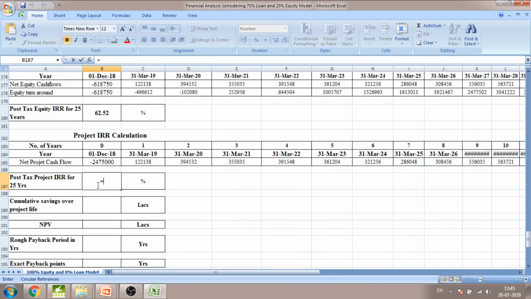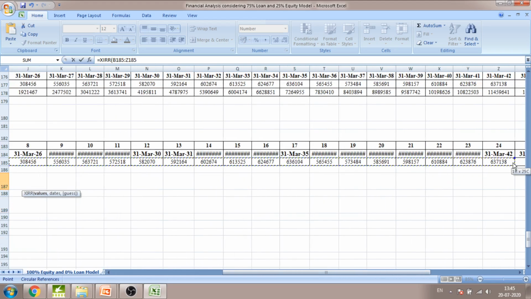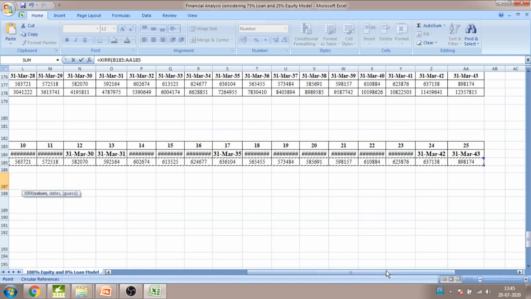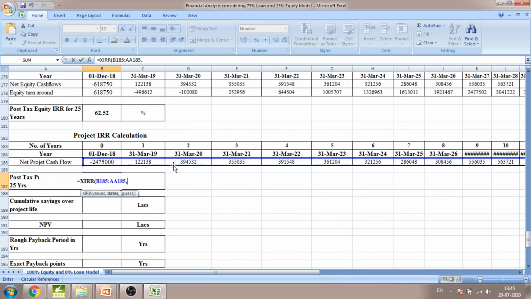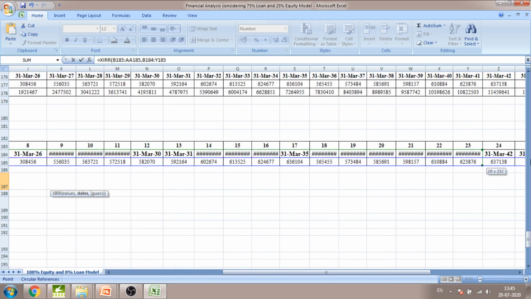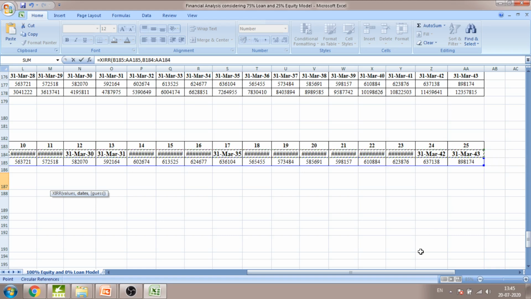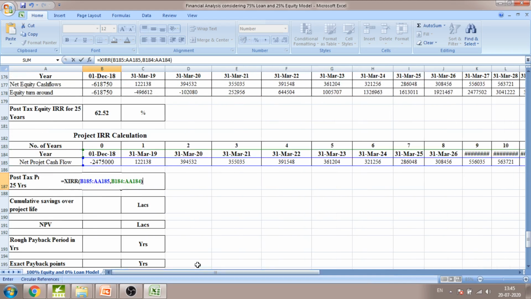By using the same formula of internal rate of return, that is the XIRR calculation, we're going to consider the project cash flow from the first year of commissioning up to the 25th year, comma, the date from which we have started our project. Bracket complete, multiplied by 100. From this we can get the project internal rate of return as 16.89%.